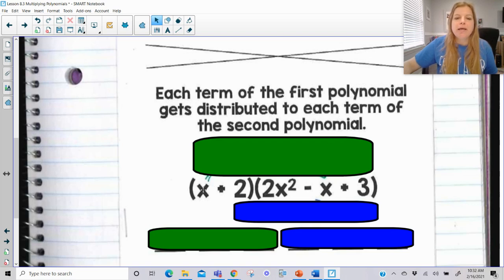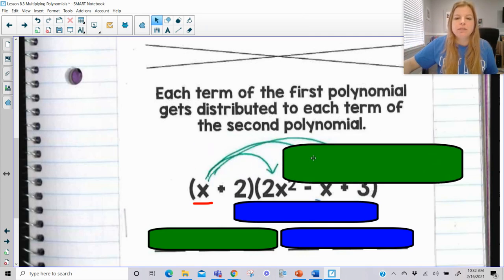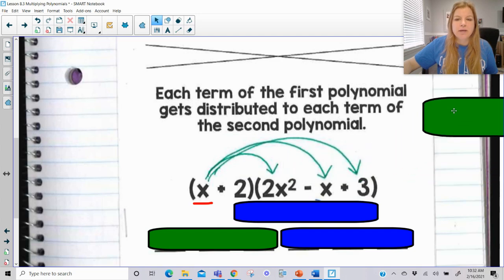So if I say to you multiply x plus 2 times 2x squared minus x plus 3. First of all, I'm multiplying a binomial, a 2-term poly, by a trinomial, a 3-term poly, and it says each term of the first polynomial, so the binomial, gets distributed, so we know we're using the distributive property, and that means to multiply, to each term of the second. So my x is going to get distributed to each term in the second polynomial. So the x is going to get multiplied to 2x squared, the negative x, and the 3.